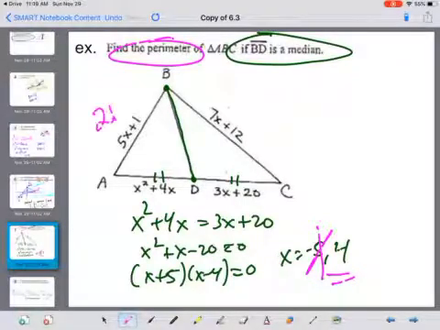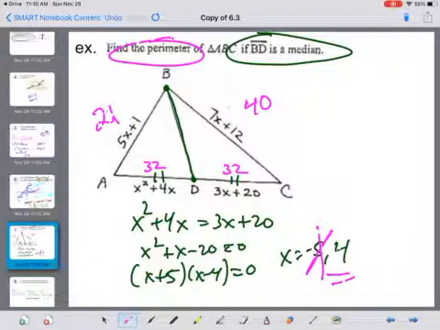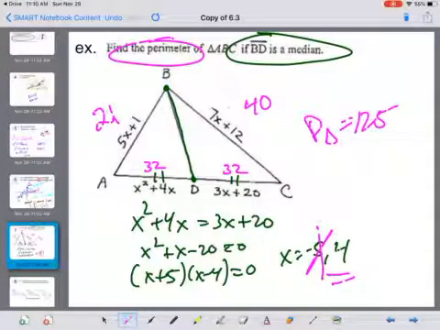And then I'm going to get 21, 40, 32, and 32, which means the perimeter of the triangle is 125.